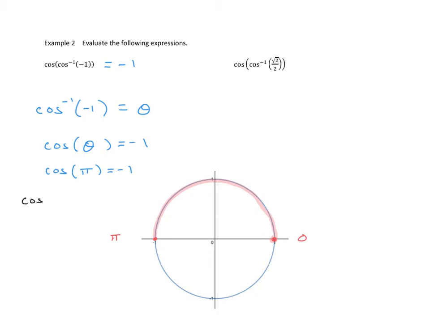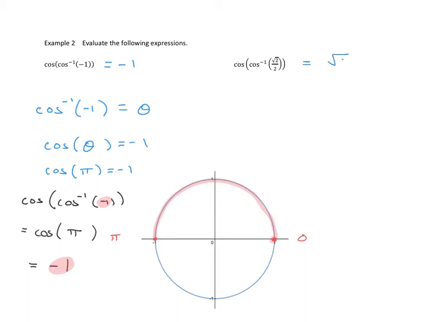Okay, cosine of cosine inverse of negative 1 is really equal to cosine of, well, we said that cosine inverse of negative 1 was pi, and cosine of pi is negative 1. So yeah, here we go yet again. We started with negative 1, and that's what we ended up with. So it must be the same thing over here. It's got to be the same thing.